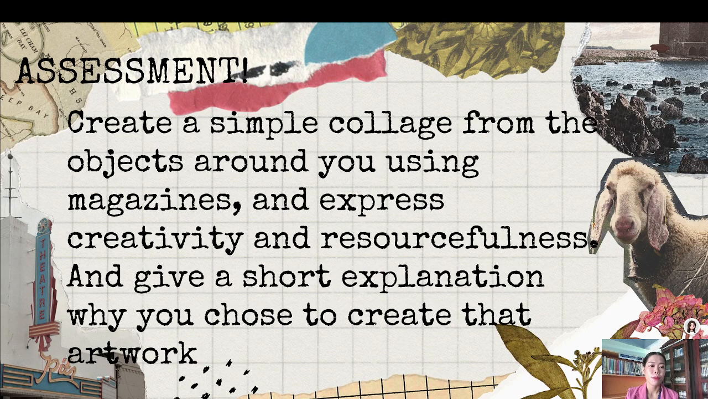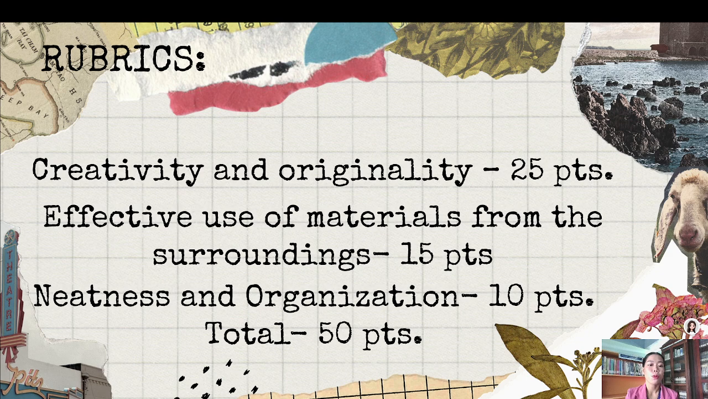So for your assessment, you are going to create a simple collage from the objects around you using magazines, creativity, and resourcefulness, and give a short explanation why you chose to create that artwork. So the rubrics for this are creativity and originality, which is 25 points, effective use of materials from the surroundings, which is 15 points, neatness and organization, 10 points, with a total of 50 points.